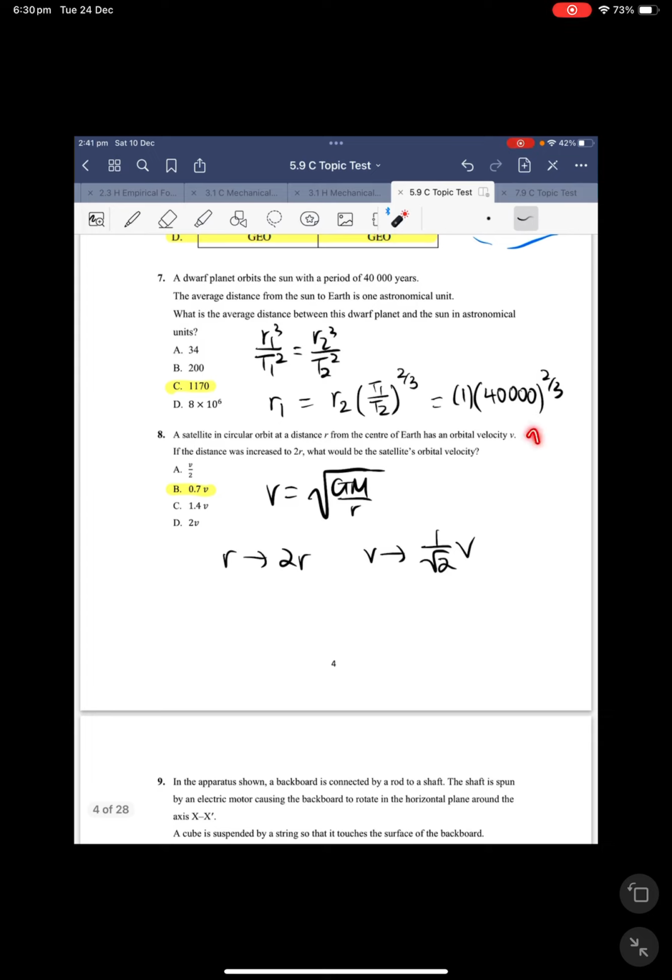Alright, the next question is asking us about orbital velocity. So, if we increase the distance of orbit, if we increase r to 2r, if we double it right here, what's going to happen to the orbital velocity? Well, since v is proportional to 1 over root r, if we double r, then v is going to decrease by 1 over the square root of 2, which comes out to approximately 0.7. And so the answer is B.